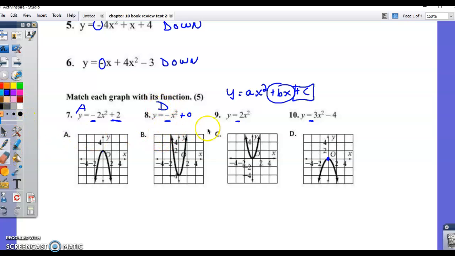So now I look at my other two, I have a positive, and then knowing that information, they're both going up. This is a 2x squared, and this is a 3x squared minus 4. And this minus 4 is telling us it's shifted down 4 units. So here's our origin here, shifted down for our vertex. So this one would be B, which means that C would be 9. So we're using that information about the c. When there's no b, it's shifted up, down, or whether it's opening down or up.